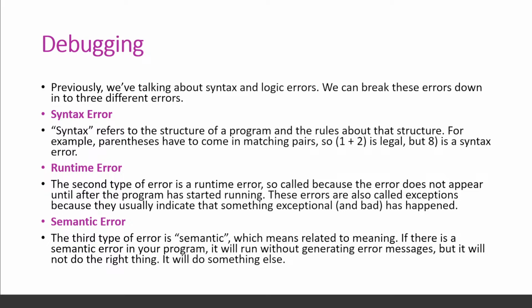A runtime error is an error that happens after the program has started running. These are also called exceptions, and they usually indicate that something bad has happened in the execution of your program, like it ran out of memory, or hit some weird calculation, or something else that caused the program to crash.